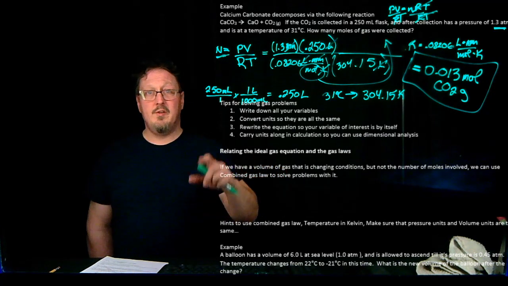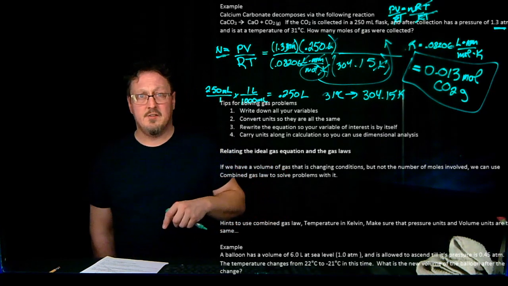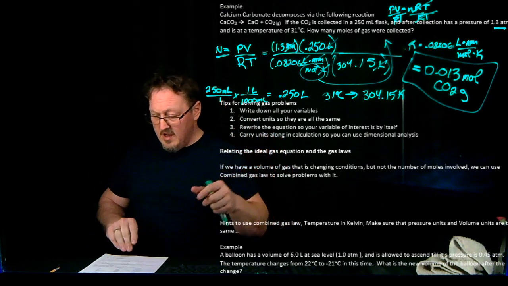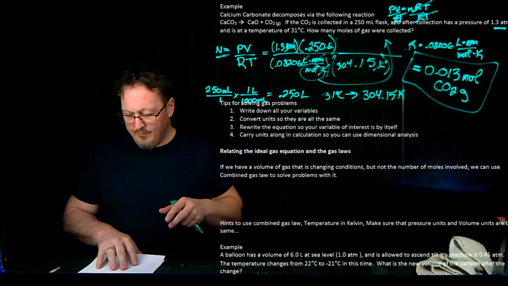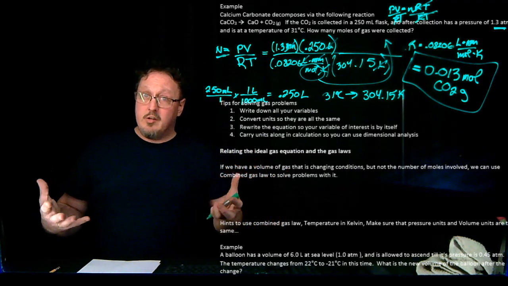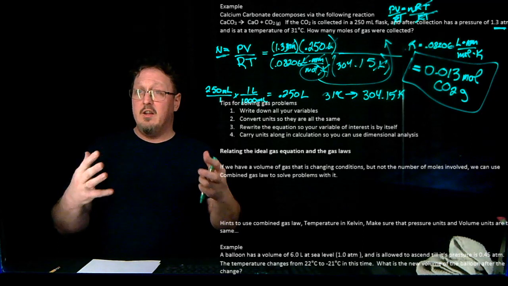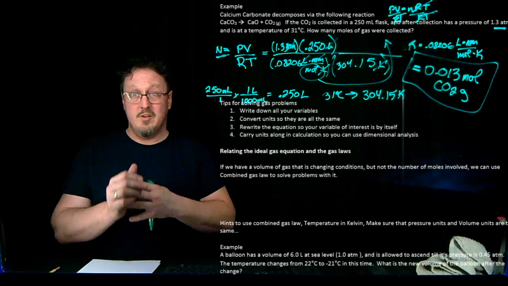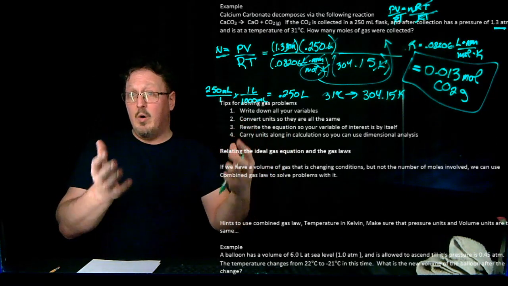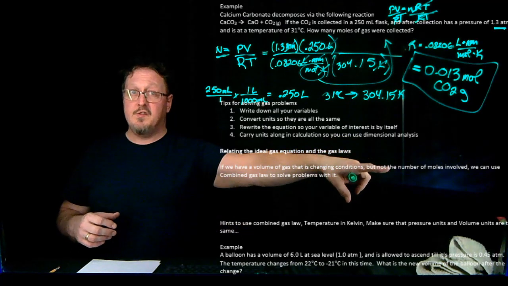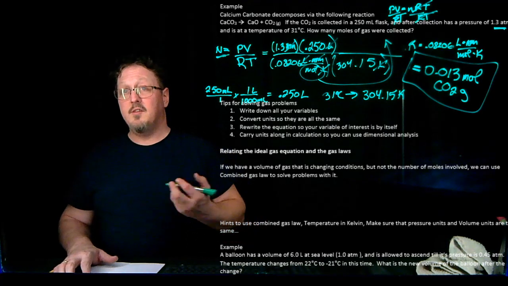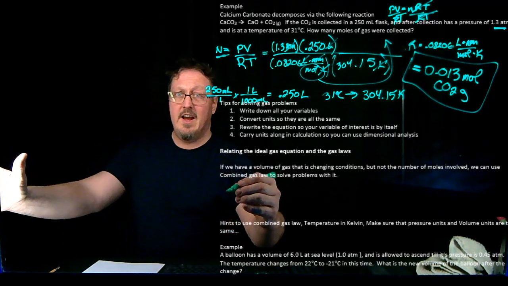Now, when we talk about relating the ideal gas equation and the gas laws, we can actually make yet another mathematical equation with this. This is what we call the combined gas law. If we have a single volume of gas that undergoes pressure, volume, or temperature changes, we can record all of those into one equation. Again, it's a closed system. If the number of moles isn't changing, we can use the combined gas law to make this a little bit easier.